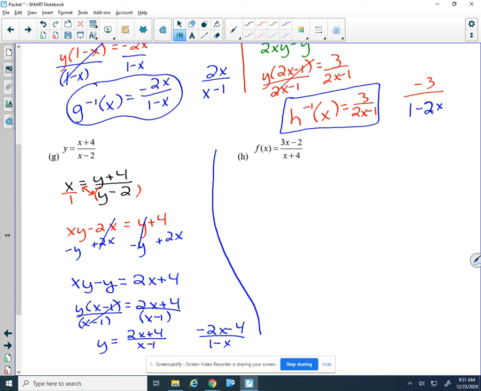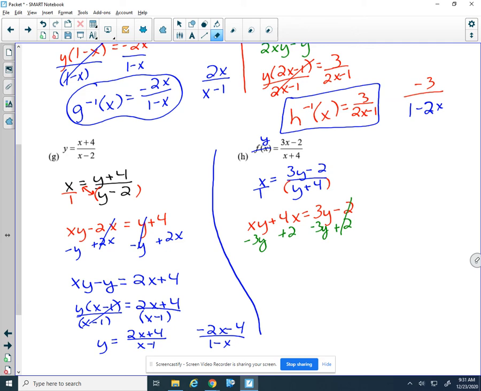So the last one is very similar to that. Switch x and y. Cross multiply. And I'm going to move the 2 this way. In general, just a preference, I like to keep as much positive as possible. So that's kind of how I usually determine. I moved the 2 in that direction, so I need to move the xy this way. So that's 4x plus 2 equals 3y minus xy.